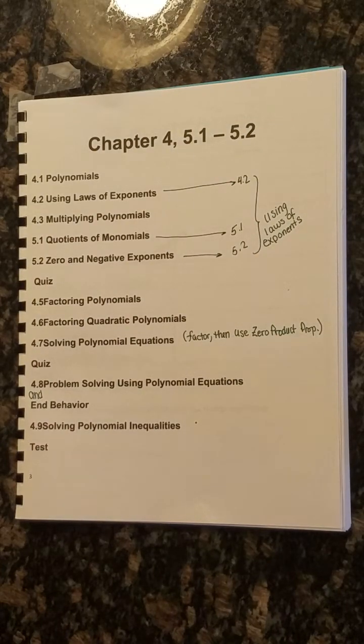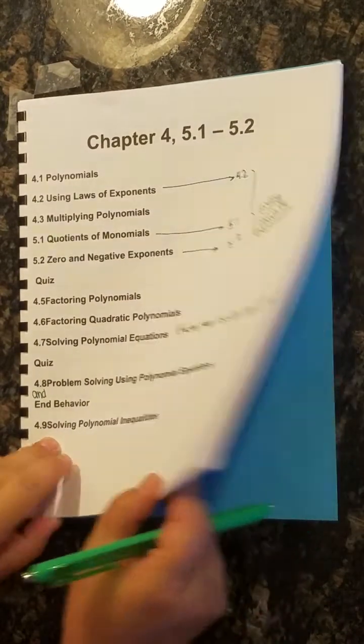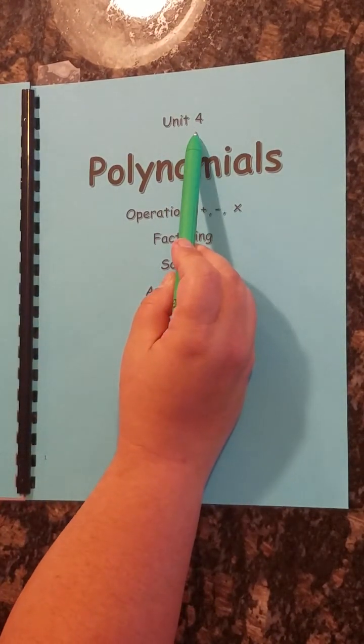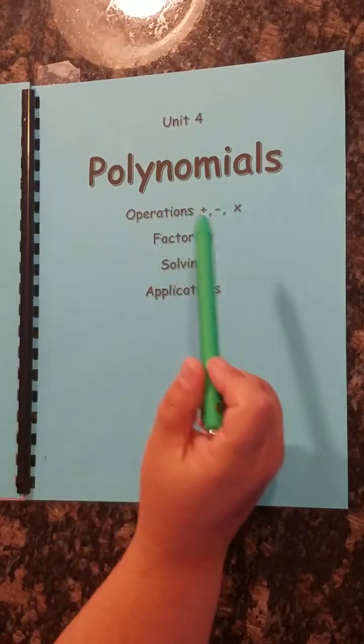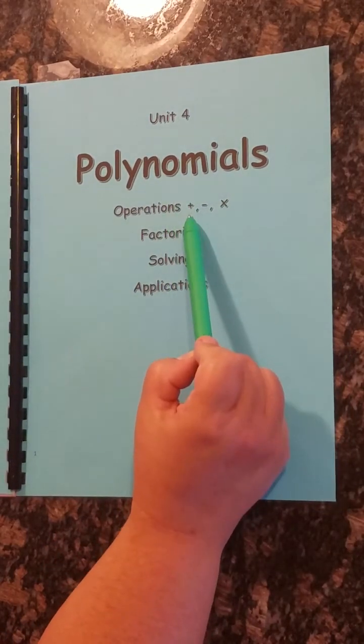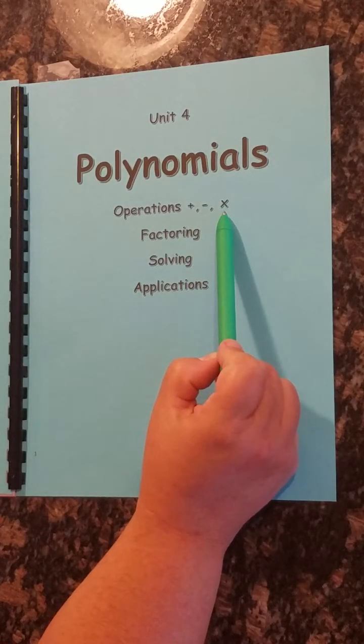Hi guys, we are starting our new unit over here on polynomials, and it's called Unit 4, but it has a little bit of 5 in it. These are the things we'll be doing in it. We will work with polynomials where we'll add, subtract, and multiply.